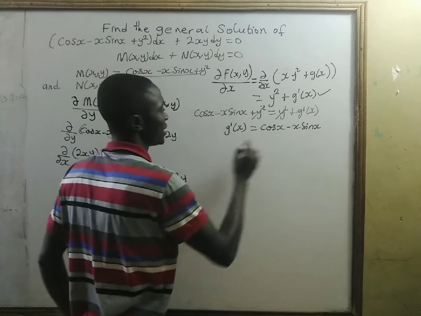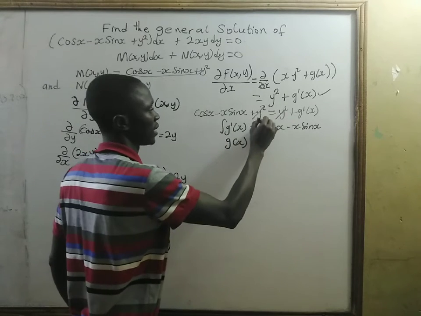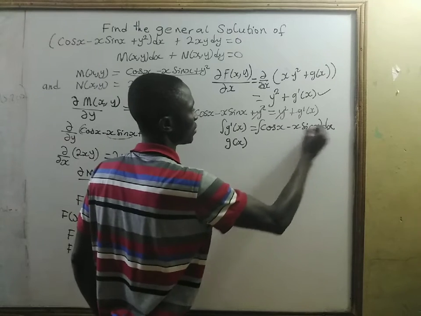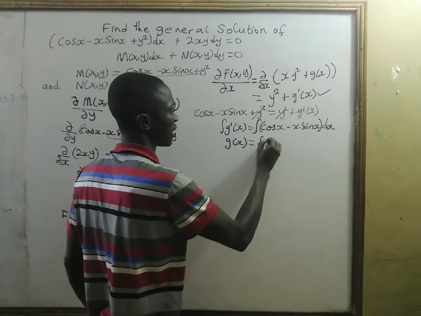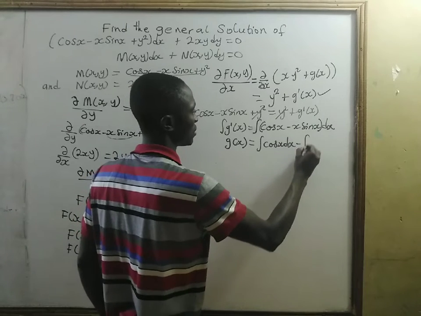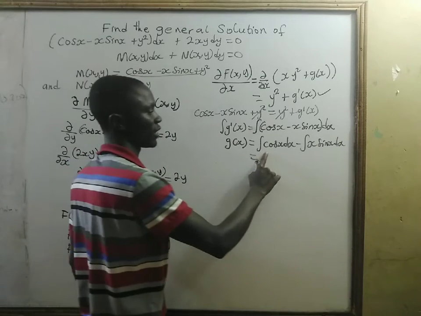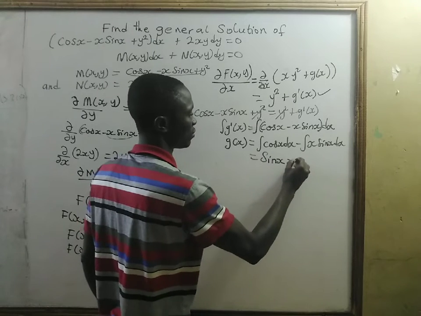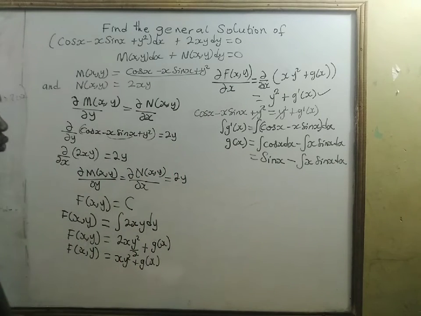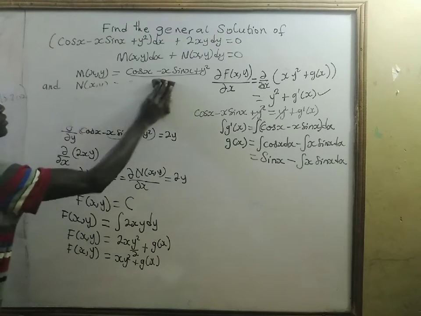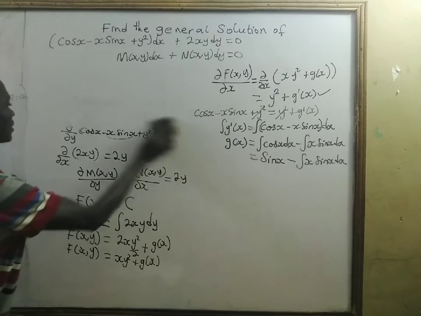Now, if you integrate this, you are going to have g of x. So that will give us the integral cosine of x dx minus the integral x sine x dx. Now if we integrate cosine of x, we get sine of x minus the integral x sine of x dx. Now for this integral, we will use integration by parts. So check the description for more videos on integration by parts.